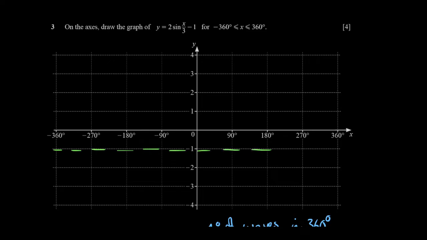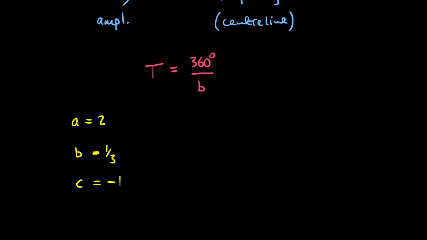That's going to be my center line. Okay, what else do we know? Well, we're told that our value of b is a third. What we need to do is find out what the period is from that. So the period will be 360 divided by a third, which is the same thing as 360 times by 3. So 300 times by 3 is 900. 60 times by 3 is 180. So that's going to be 1080 degrees.